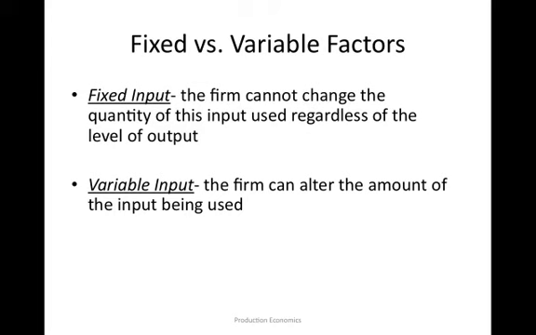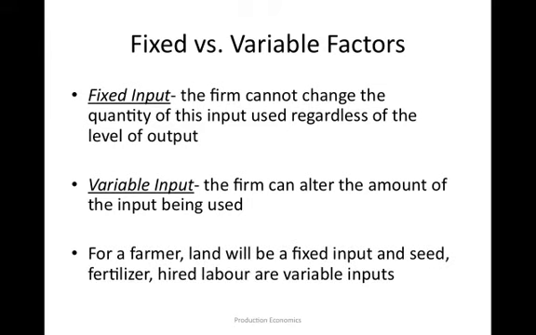Now that's opposed to variable inputs, which can be altered according to the amount of output that you want. So as opposed to land, which is a fixed factor of production in a given crop year, we could think of agricultural chemicals as a variable input because you can actually alter the amount of those agricultural chemicals that you apply, and that will change the amount of output that you grow in the subsequent year. And this last bullet point is really just emphasizing what I've just talked about, that for a farmer, land will be a fixed input and seed, fertilizer, hired laborers are variable inputs in a given crop year. I recognize that between crop years, that land will become a variable input in the sense of you can go out and buy more land or you can rent more land.